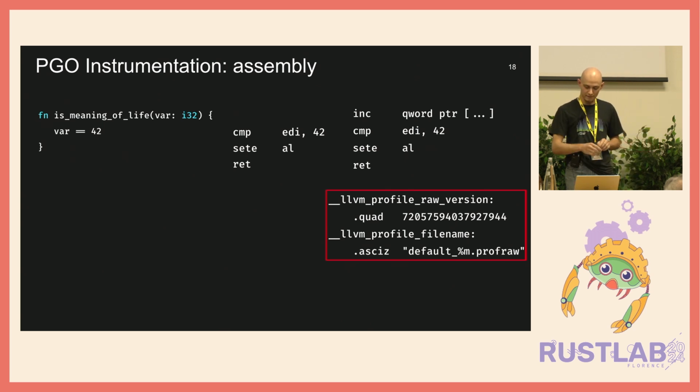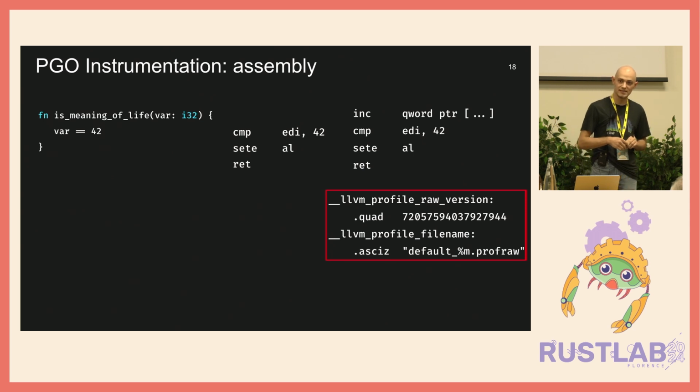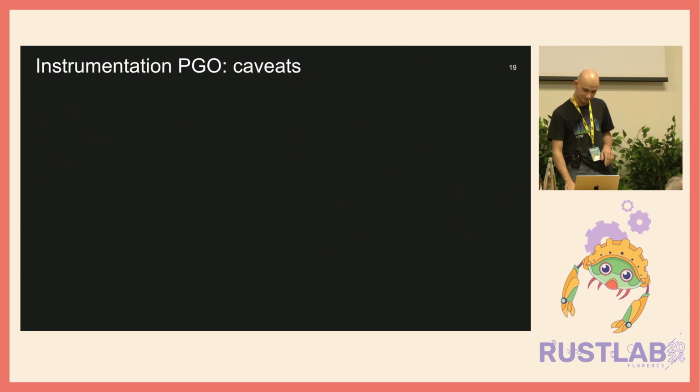And another thing you can find here, LLVM profile raw version. It's a version of the LLVM profile file. So PGO profiles have some format inside, and also they have versions. And it will create some issues for us in the future. We'll talk about it a bit later.